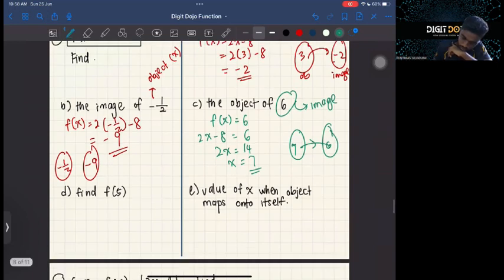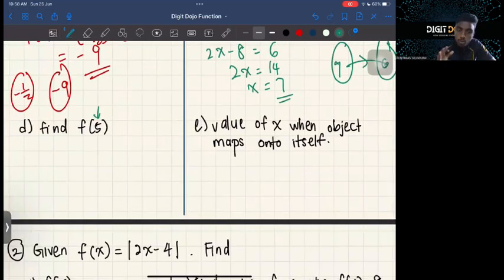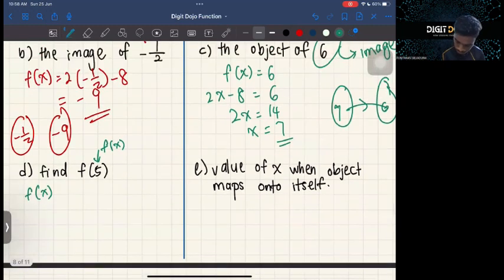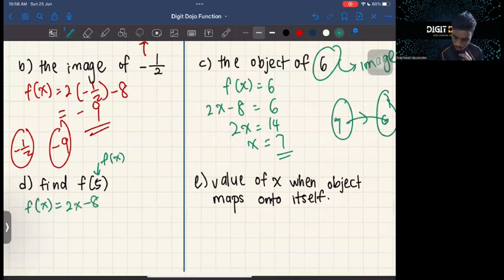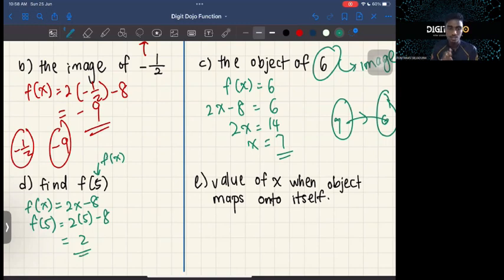Okay, great. Next, find f(5). This is the next type of question they can ask. Find f(5) means this 5 is supposed to be your x, and f(5) is supposed to be your f(x). x is your object, so here they are asking for the image of the object 5. f(x) is 2x minus 8, and now they are asking f(5), so where it was x, you have to substitute 5. So it equals 2 times 5 minus 8, which is 10 minus 8, 2. Final answer is 2.